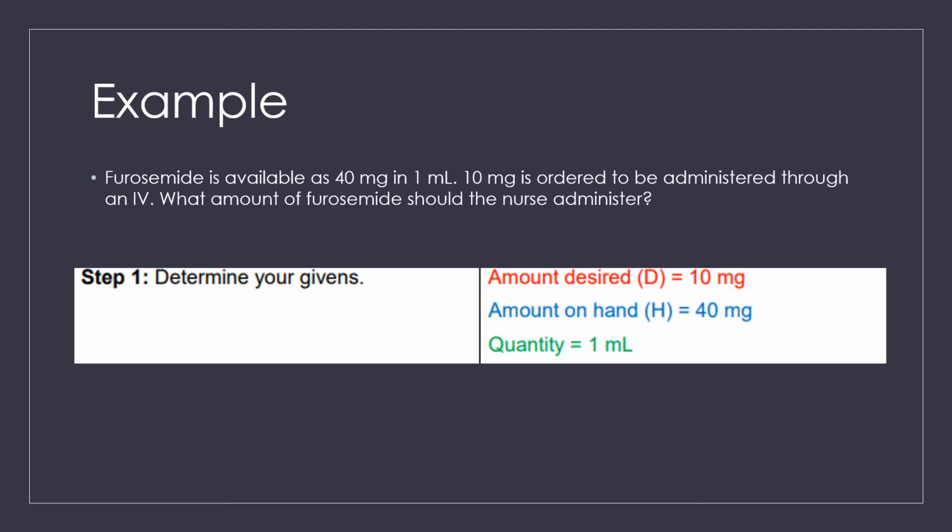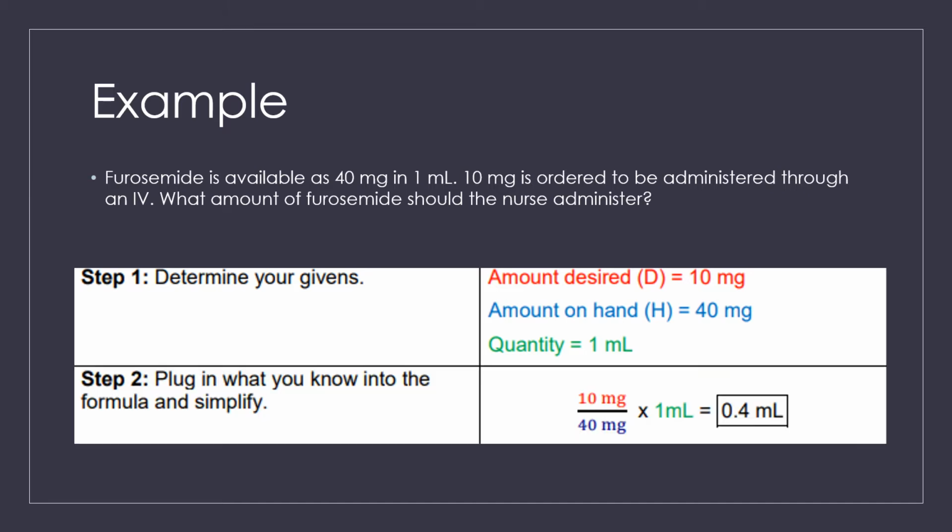First, we determine that the amount desired is 10 mg. The amount on hand is 40 mg, with 1 ml as the quantity. So we divide 10 mg by 40 mg times 1 ml. So the nurse should administer 0.25 ml of furosemide.